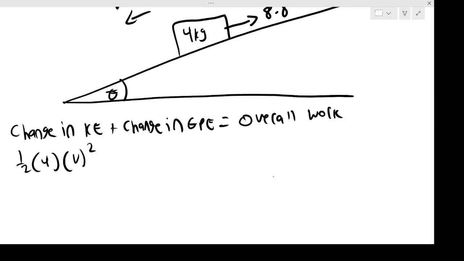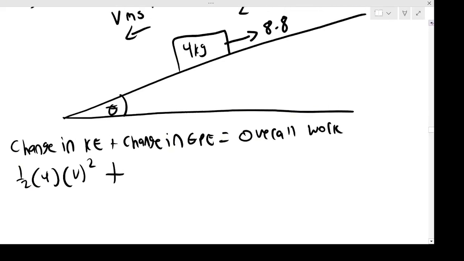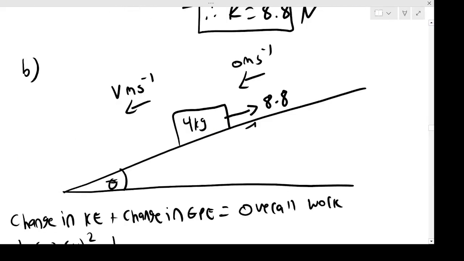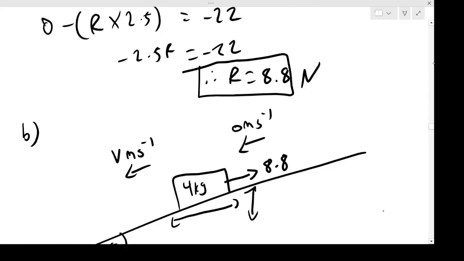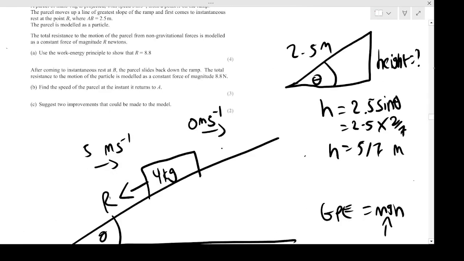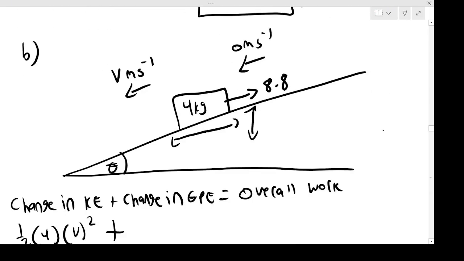So then the change in gravitational energy. Again, that's going to involve the vertical height, because remember, the gravitational energy is mgh. We need the vertical height h. Well, of course, we know again that the distance traveled from A to B is 2.5 meters. So the distance traveled is still 2.5 meters, but we need the vertical height traveled.